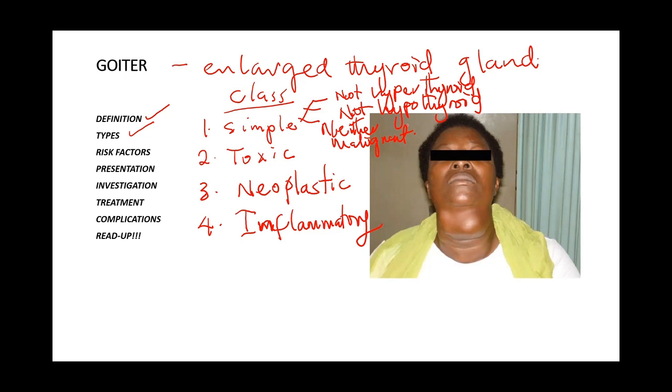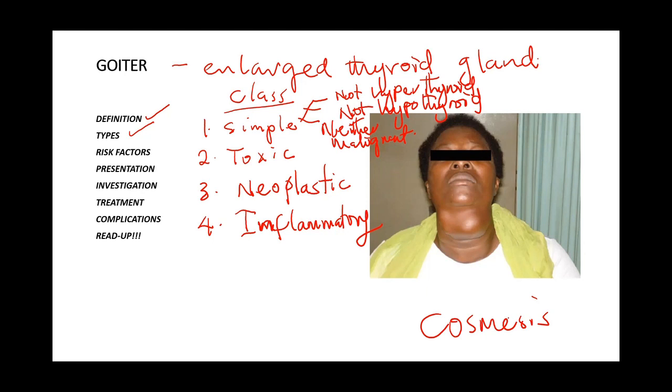So there's an anterior neck swelling, there are no features of toxicity, no features of hyperthyroidism, no features of hypothyroidism, and no features of malignancy. They just have an anterior neck swelling, which progressively increases in size, or it may even remain static without growing. The commonest reason why patients come to the hospital seeking treatment for anterior neck swelling is for cosmetic reasons. It's because of cosmesis. So the majority of them will have simple goiters.